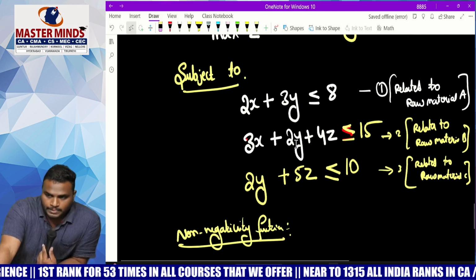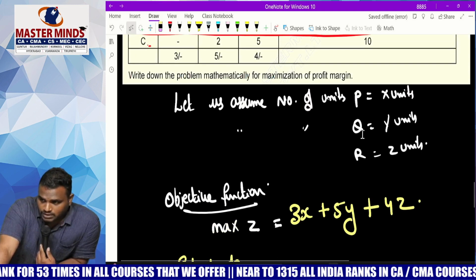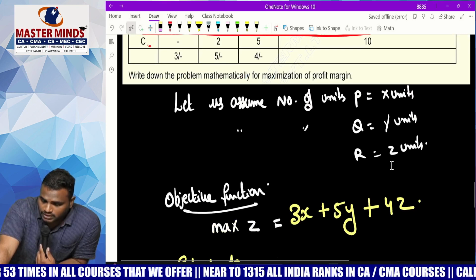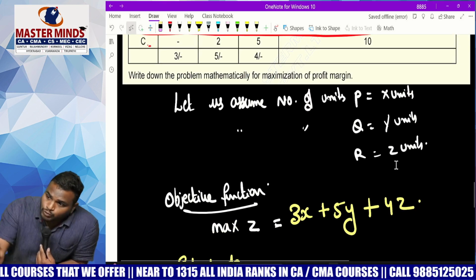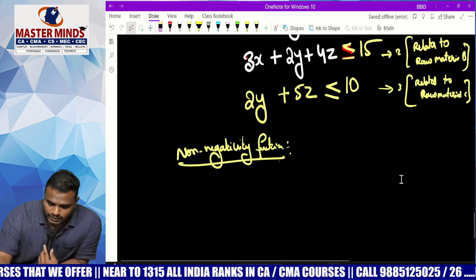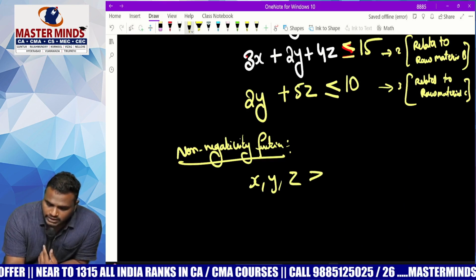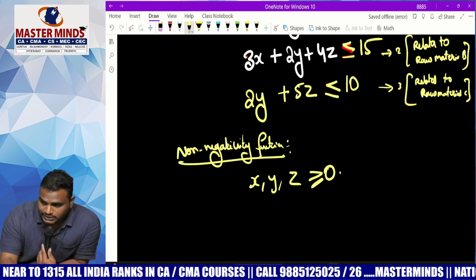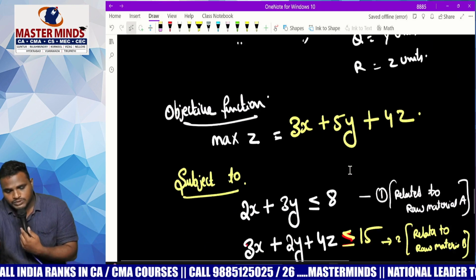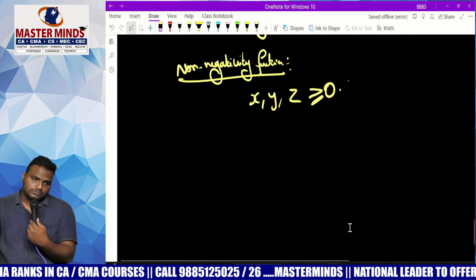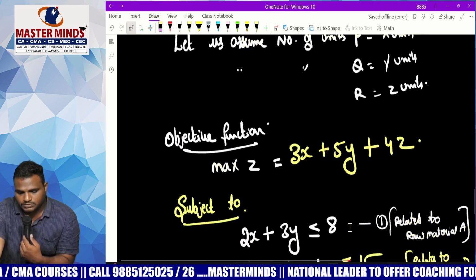Now, how many units are you producing? P, x units, q, y, or z, if we want to produce, otherwise 0. But is negative production possible? No. That means x comma y comma z greater than or equal to 0, but not negative. I call it the non-negativity function. Now the problem is over. Please try to solve by your own.